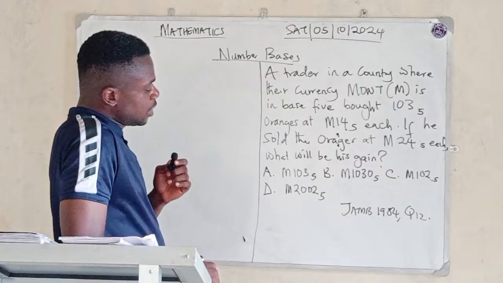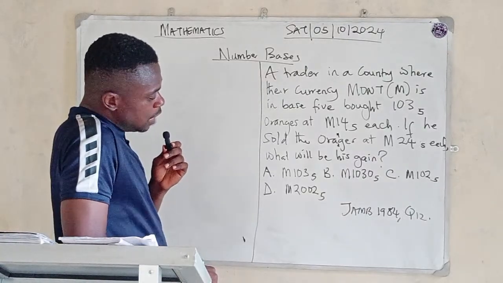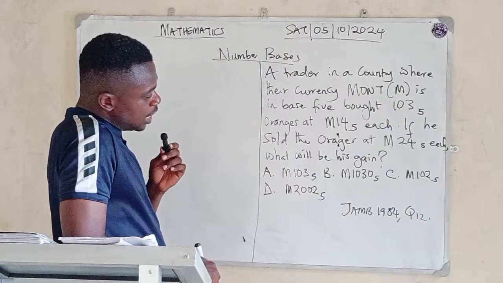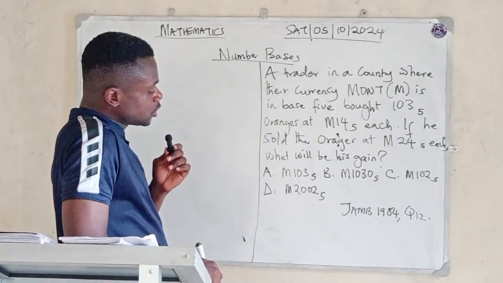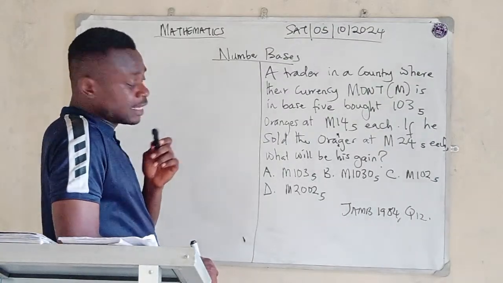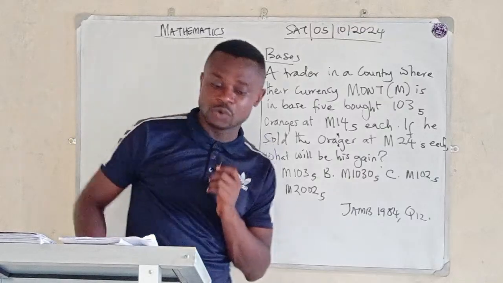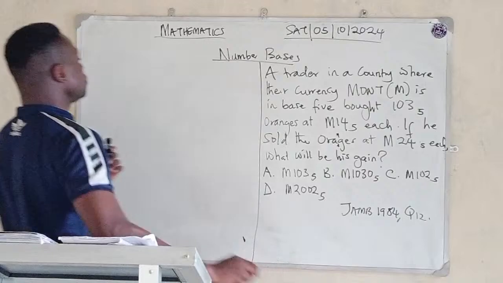Option A, M103 to base 5. Option B, M1030 to base 5. Option C, M102 to base 5. Option D, M2002 to base 5. JAMB 1984 question 12. Now, for us to solve this question, solution.